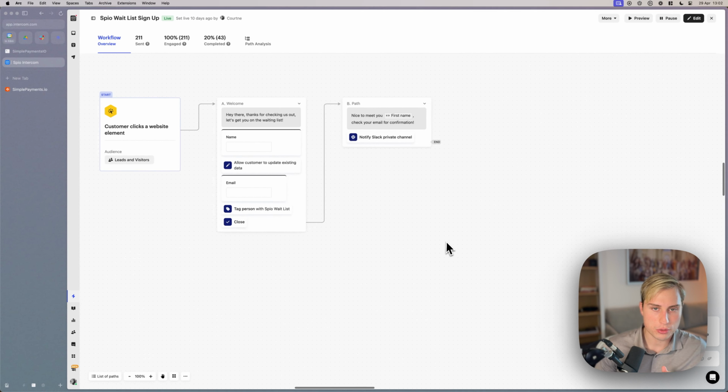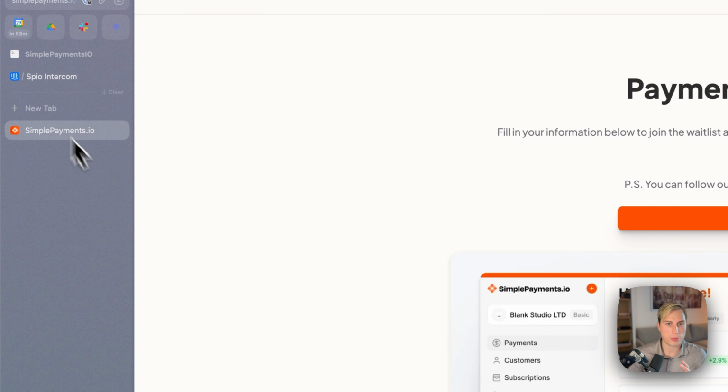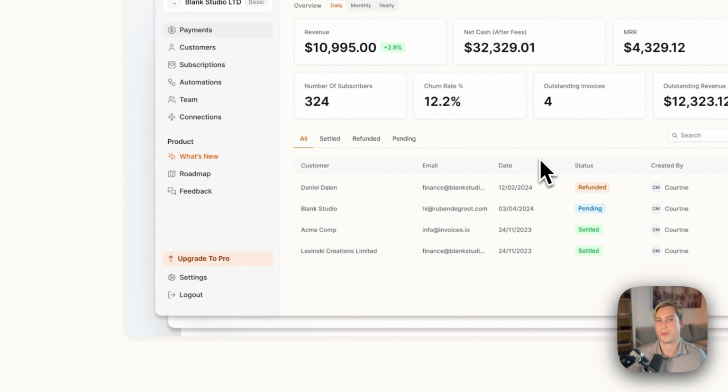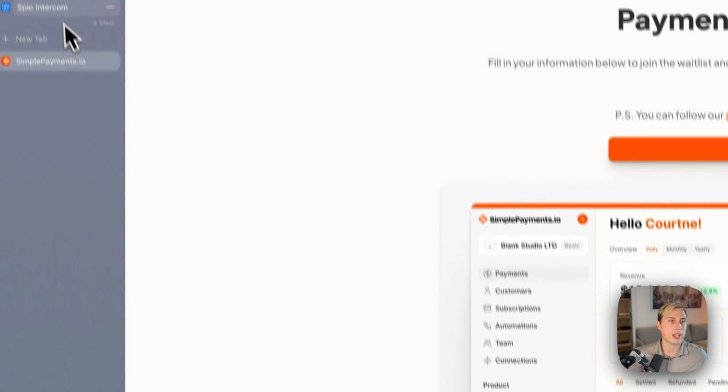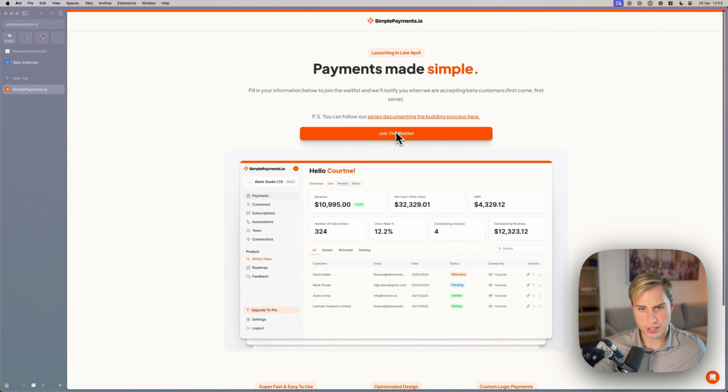Now I just want to show you us implementing this in real time. So on this channel, I've been documenting the process of building one of our SaaS products, Simple Payments. And so I wanted to use that as an example. So this is the landing page that we have for this at the moment. And basically what you'll see is there's a button that says join the waitlist.